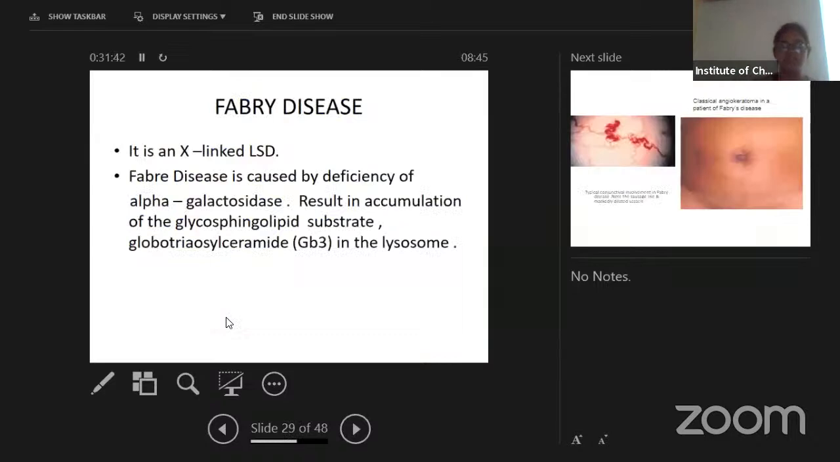Okay, next is Fabry disease. It is an X-linked lysosomal storage disease. Fabry disease is caused by the deficiency of alpha galactosidase, resulting in accumulation of the glycosphingolipid substrate globotriaosylceramide in the lysosome.